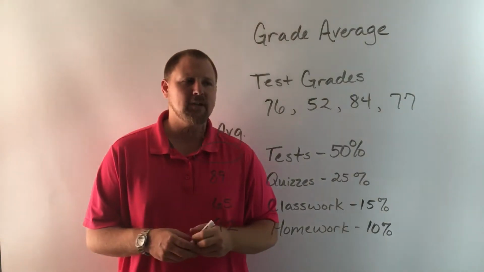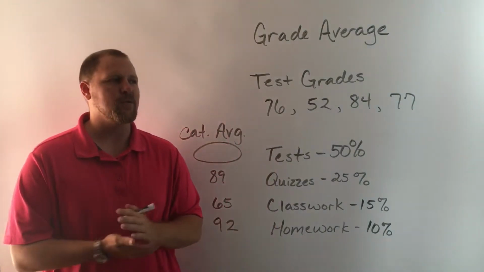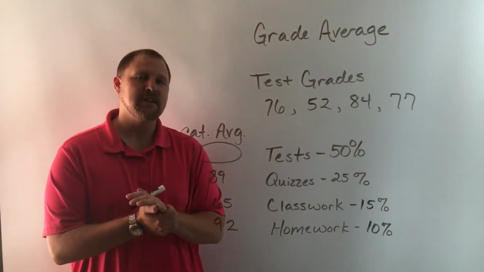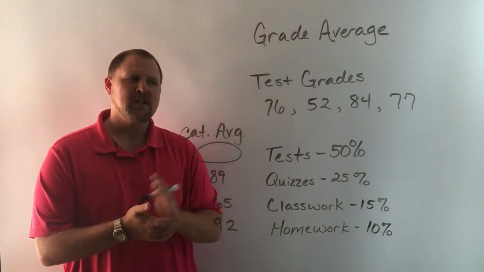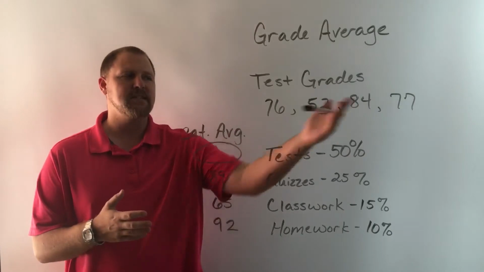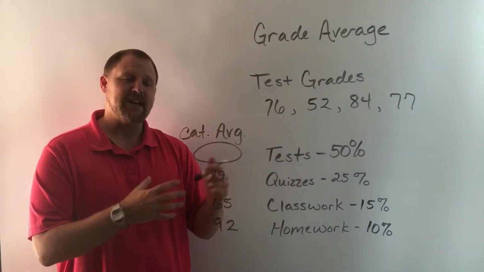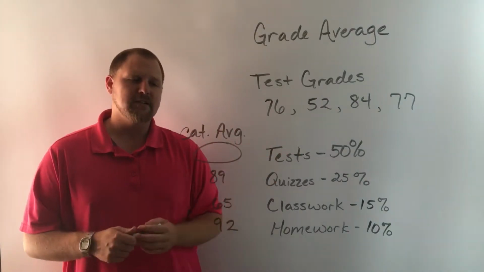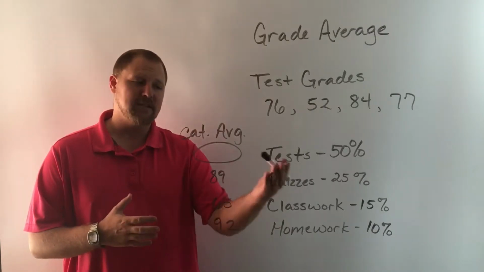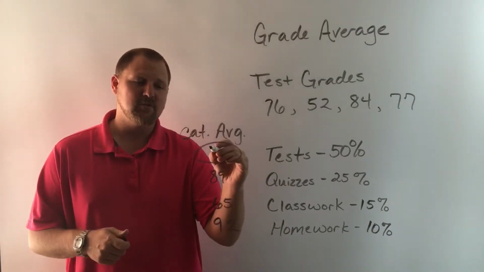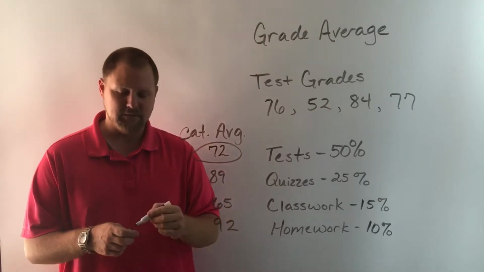So here we have this regular average: 76, 52, 84, and 77 are the 4 test grades for a specific student. Again, stress here, you add these up and then divide by 4. That's a standard average. When you do that here, there's a place here for the category for the tests. That is a 72-point test average.